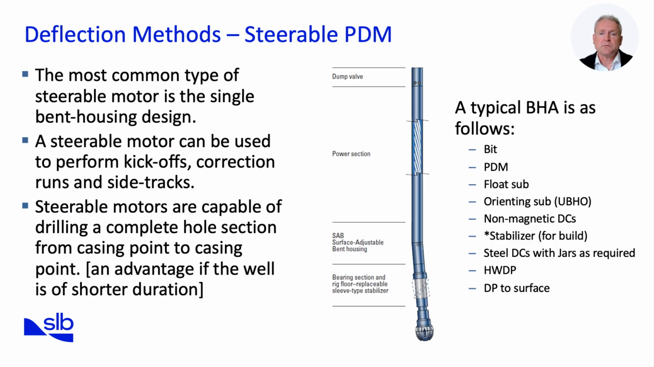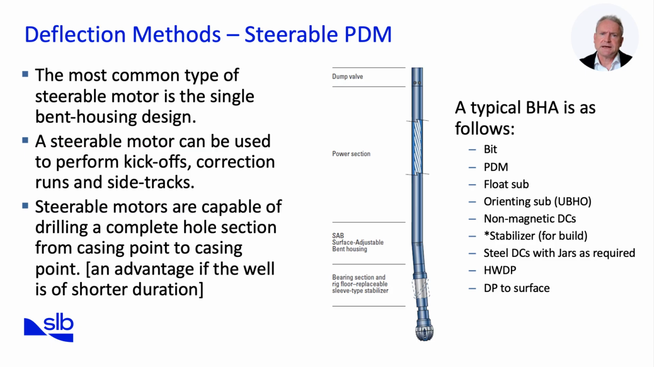A typical steerable motor BHA includes the bit, the PDM, and a float sub. A collar of non-magnetic material and/or a stabilizer is connected to an MWD tool, enabling surveys. The stabilizer helps build control. Steel collars, jars, and heavyweight pipe extend the assembly.